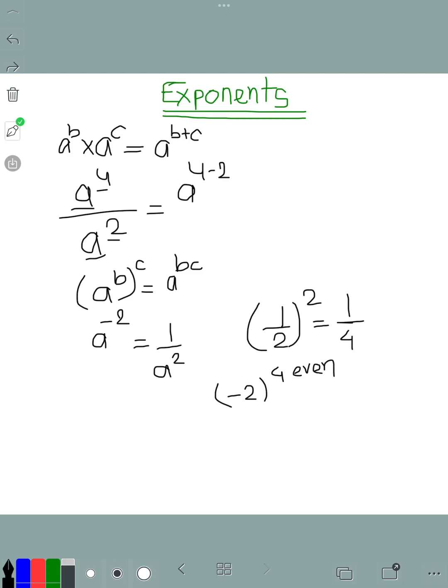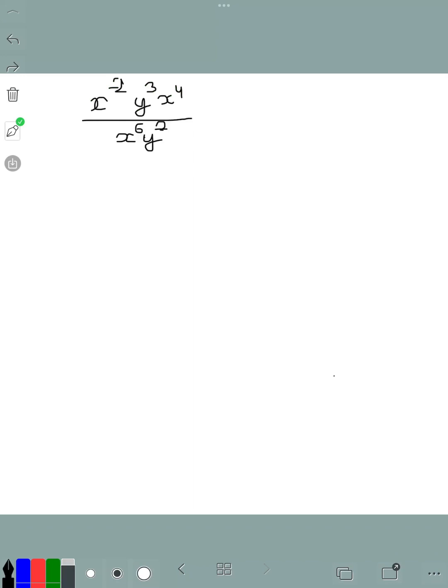Now 4 is even, so obviously अगर वो power even है, so the sign will be positive, and if the negative is given and if the power is odd, then the sign will come negative, right? So even में positive, odd में negative, make sure. Now we have to simplify the question.